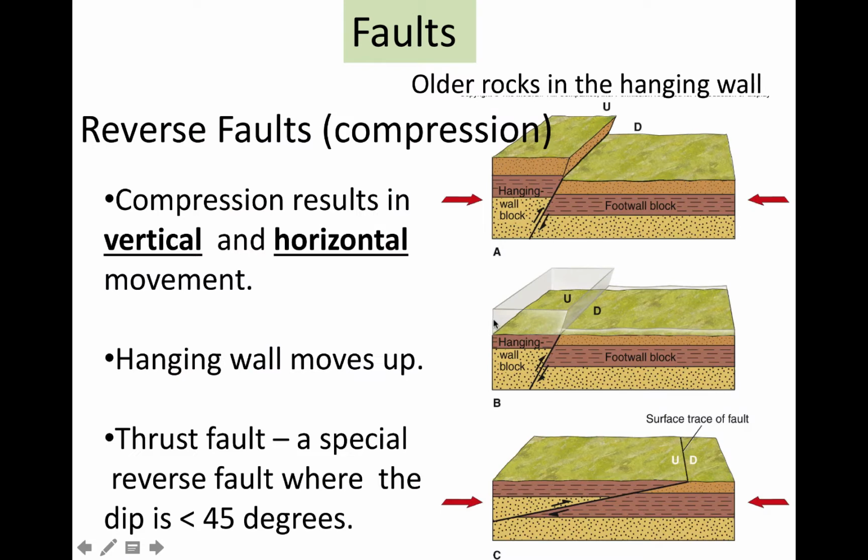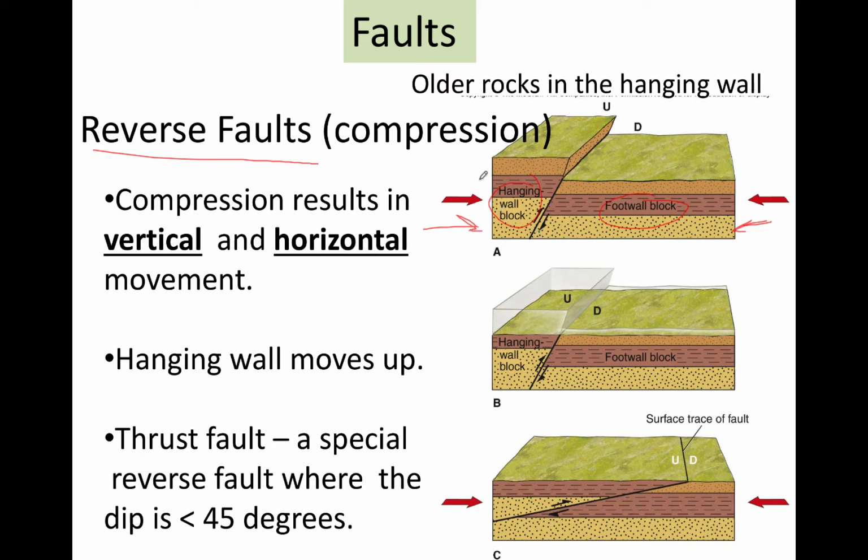If we change the kind of stress we apply to the crust to compression, we're going to push the rocks together, arrows coming together parallel to each other, facing in opposite directions. In this case, the hanging wall is up, the foot wall block is down. Hanging wall up, foot wall block down. That's a reverse fault. Okay?